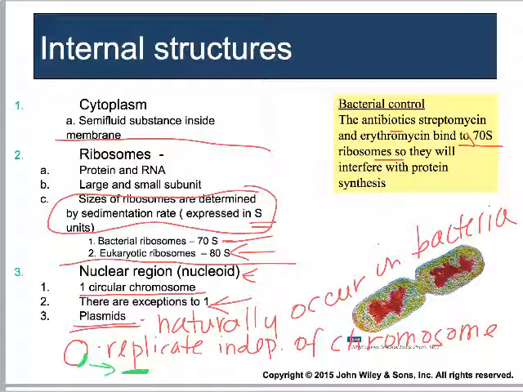You haven't seen them in eukaryotes. Plasmids do carry the genes for antibiotic resistance. So some of the antibiotic resistance that we have is coming from these plasmids that naturally occur in bacteria.